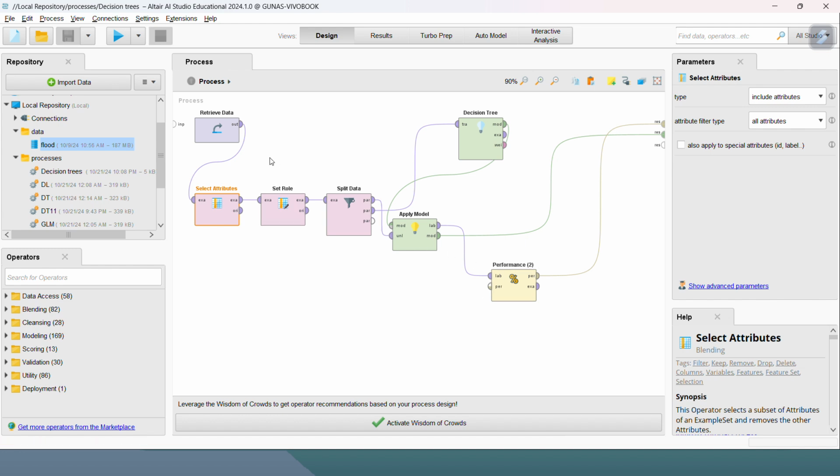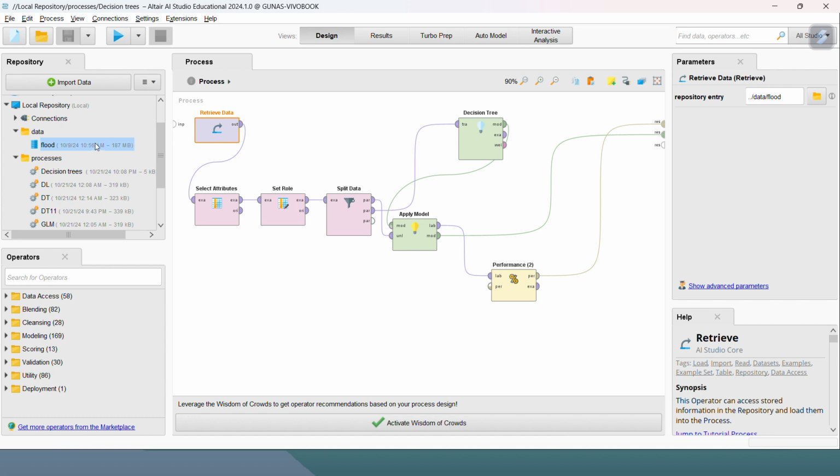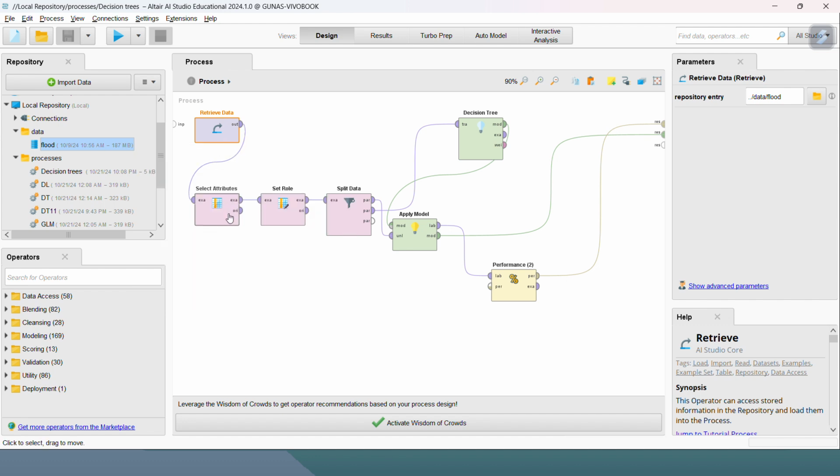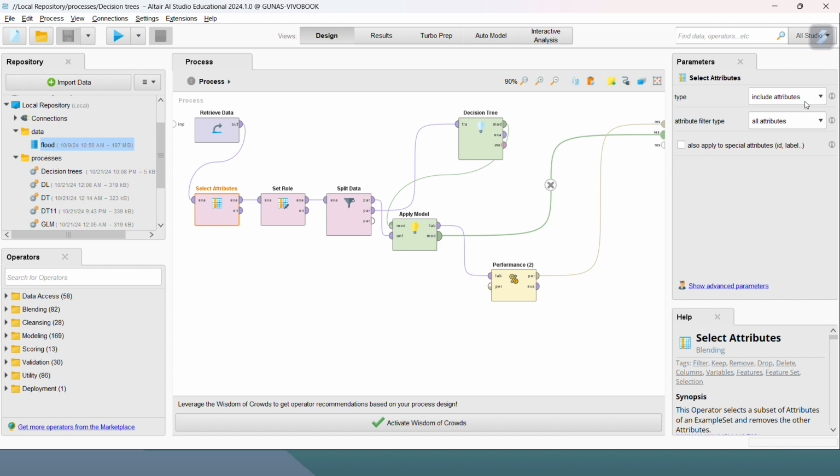So after retrieving the data, I have directly proceeded to select attributes, as I have seen this data, and I know values are not missing in the data, and data is very clean. So from this, I'm going to select all the attributes. There will be include and exclude attributes. As I want to include all the attributes, I'm including all the attributes, and a filter type would be all the attributes. So I'm including everything.